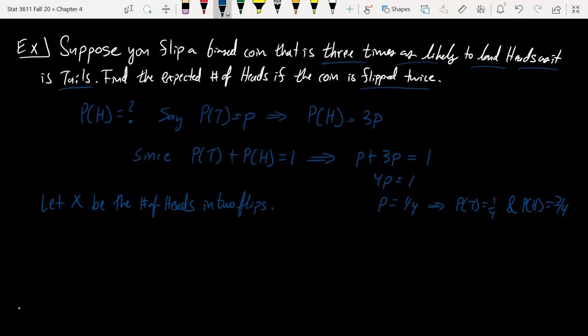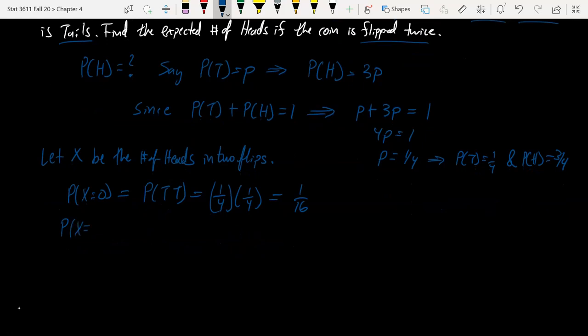We need to figure out what the probability distribution of that is. What are the values that X could take on? X could take on 0. That would be 0 heads in 2 flips. We flip it twice, and there's only one outcome associated with that: tails, tails. What's the probability of getting a tails on the first flip? That's a quarter, times tails on the second flip. These flips are independent, so we're going to have a 1/16 chance.